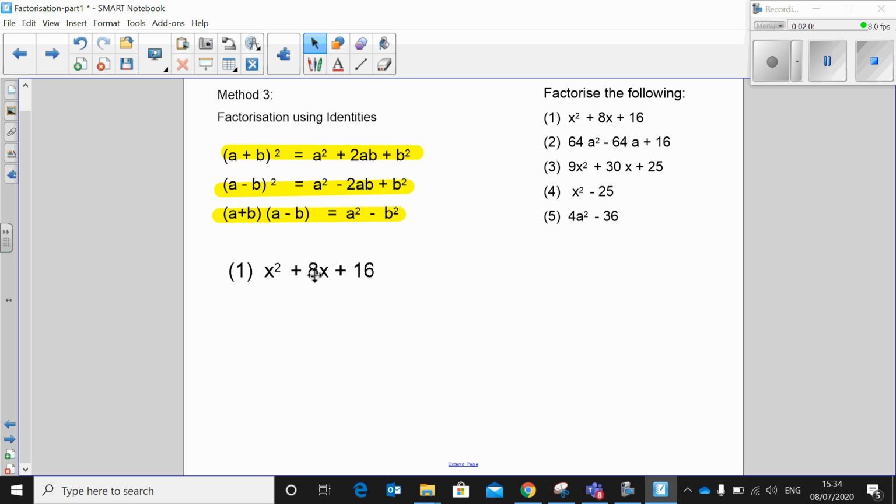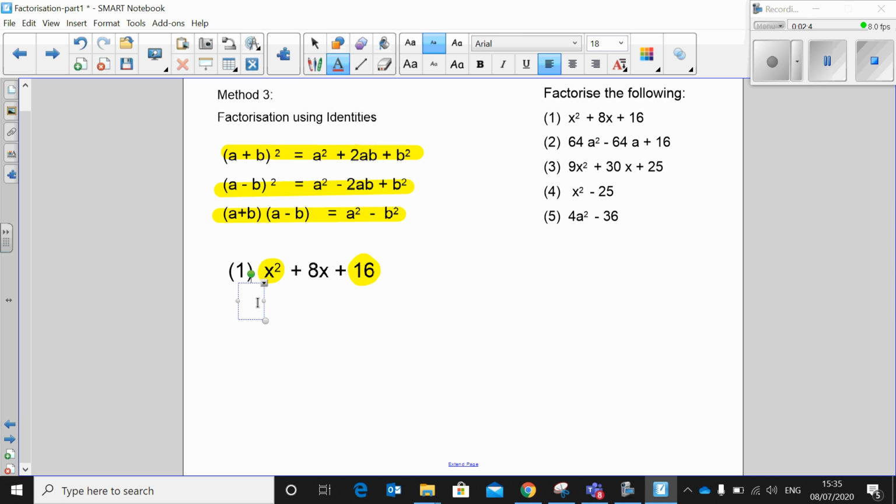Let us think about whether it is in the form of a square plus 2ab plus b square. For that, first we have to think about the first term and the constant term. Is it a perfect square number? Yes, 16 is a perfect square number, 4 square. Now x square is already x to the power 2, so it's also a square number. So we will check whether 8x is in the form of 2ab or not. If it is not in the form of 2ab, we can't apply the identity method.